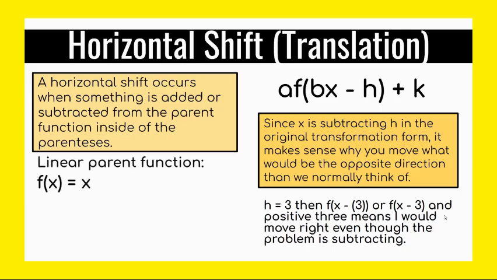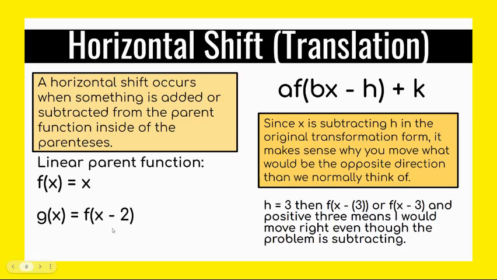So here's an example. The linear parent function is f of x is equal to x, and g of x is equal to f of x minus 2. The first thing I notice is that x is subtracting 2 inside the parentheses. Inside the parentheses, I'm adding or subtracting. That's automatically a horizontal shift. The next thing I need to decide is which way I'm going. Well, horizontal, think opposite.